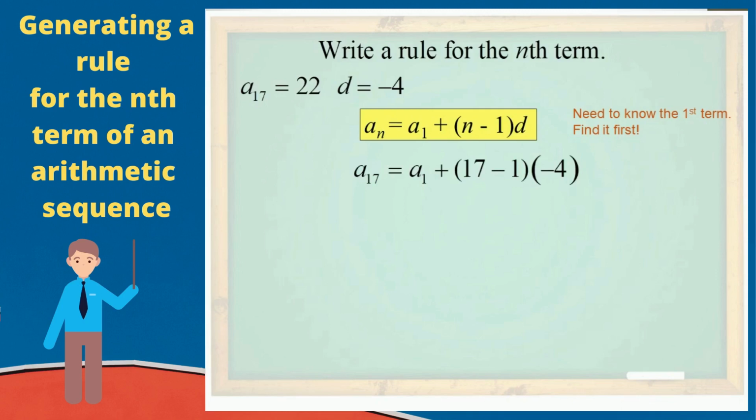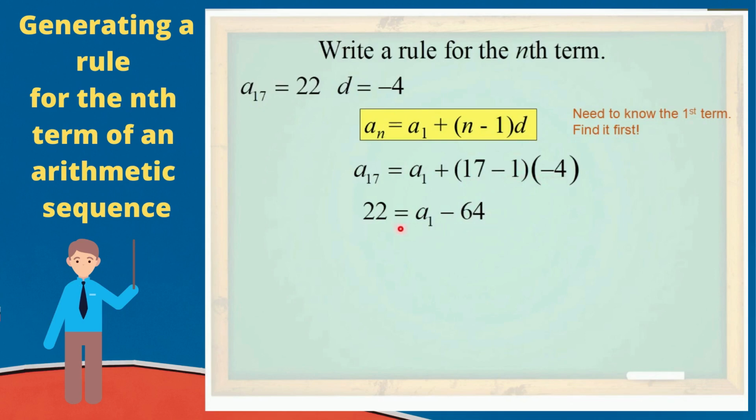So, we now have a sub 17 is equal to a sub 1 plus the quantity of 17 minus 1, where 17 is the value of n, times negative 4, which is the value of the common difference. Simplifying it further, we have 22, which is the value of a sub 17, is equal to a sub 1 minus 64. So how did we get negative 64? Negative 64 is from 17 minus 1, which is 16, times negative 4, so that is negative 64.